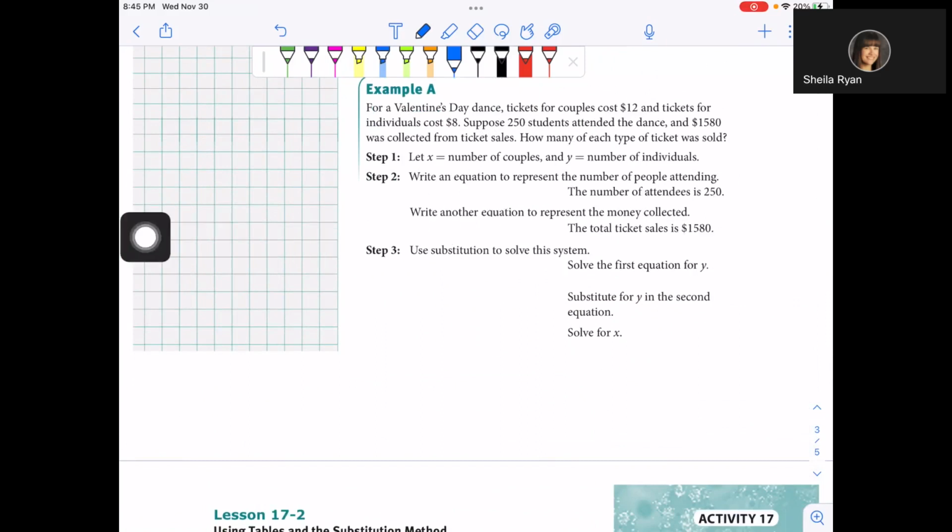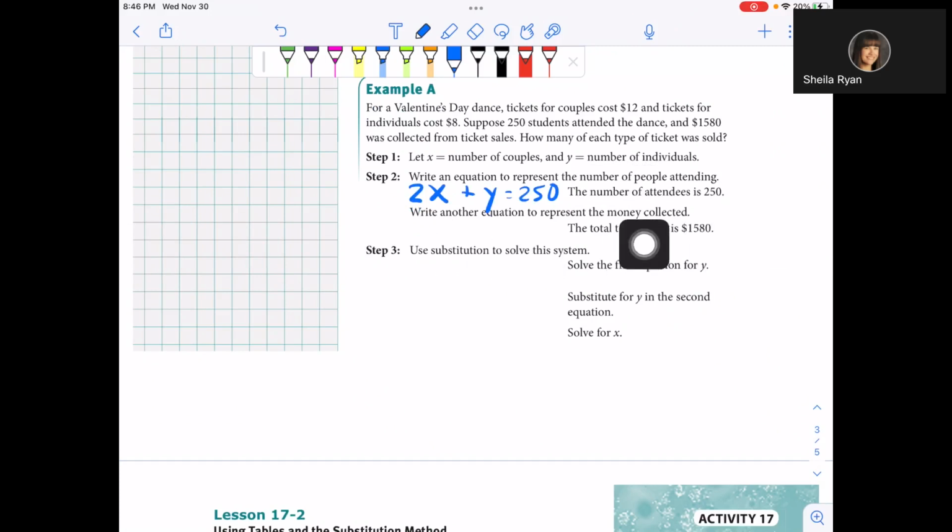So don't worry too much about the writing of the equation part. Write an equation to represent the number of people attending. X is the number of couples. Each couple has 2 people, so we'll take the number of couples and multiply it by 2. We'll add on the number of individuals, that's your Y. And all together we have 250 people.